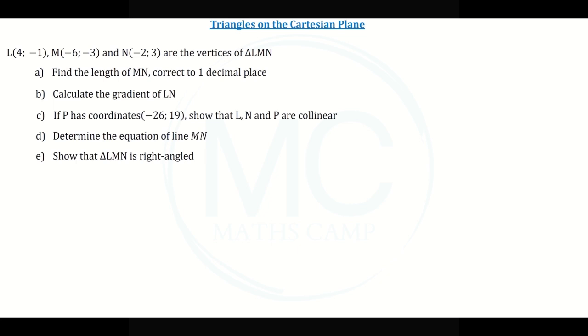C, if P has coordinates negative 26, 19, show that L and P are collinear. D, determine the equation of line MN. And E, show that triangle LMN is right angled.